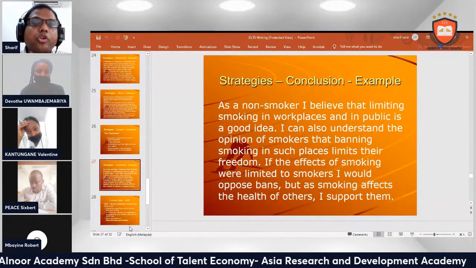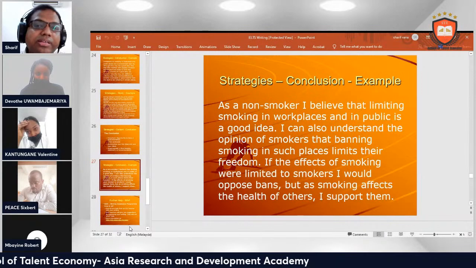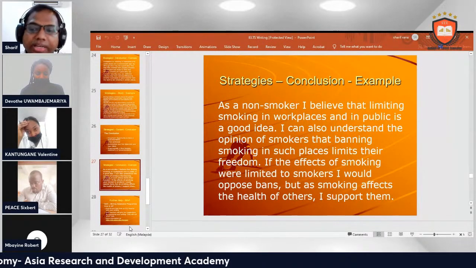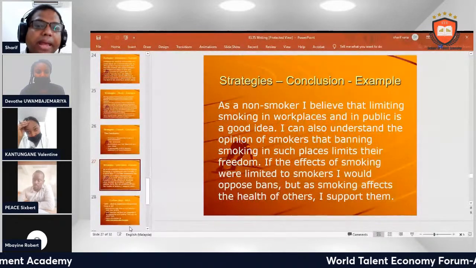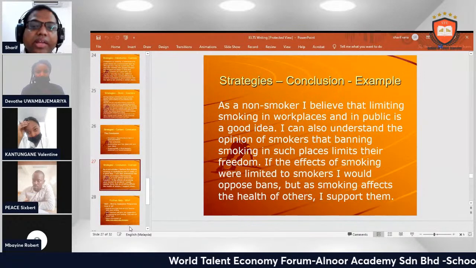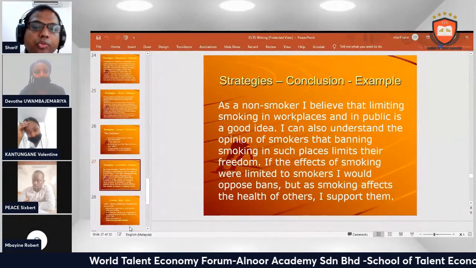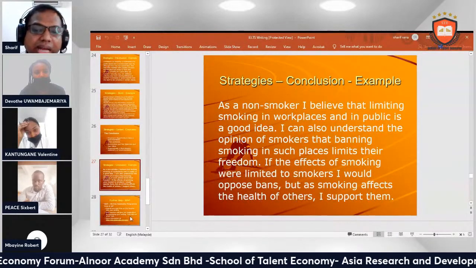So, strategies for conclusions. As a non-smoker, I believe that limiting smoking in the workplace and in public is a good idea. I can also understand the opinion of a smoker that banning smoking in such places limits this freedom. If the effect of smoking were limited to smokers, I would oppose a ban, but as smoking affects the health of others, I support it.